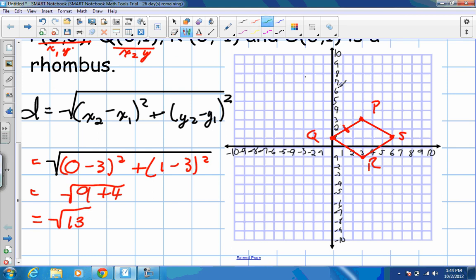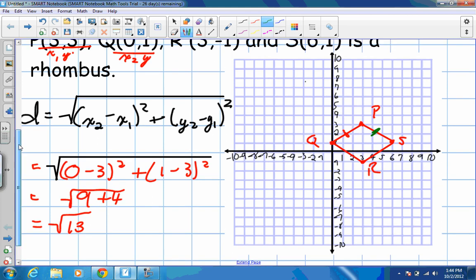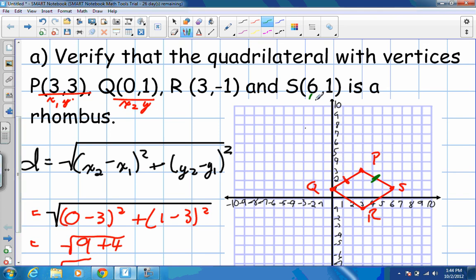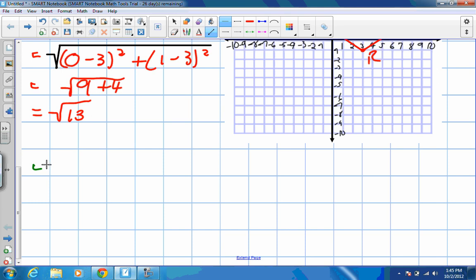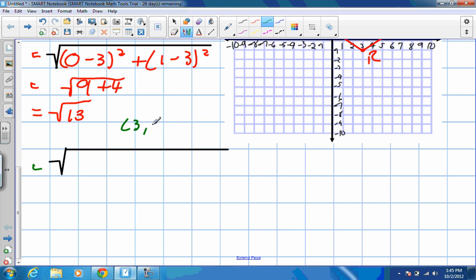Next one we'll do is PS. So point P is x1, y1 and point S is x2, y2. So that's 3 and 3 and 6 and 1. So let's do that distance. I'm going to write them up here again. We're dealing with 3, 3, 6, 1. This will be our second coordinate and that will be our first. So x2 being 6, subtract x1, which is 3, squared, plus y2, which is 1, subtract 3, squared.